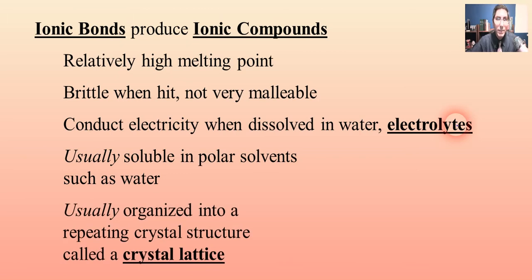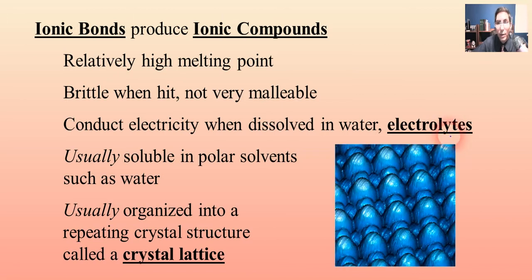Now, one of the neat things about ionic compounds is they're organized into a repeating crystal structure called a crystal lattice. Now, here's a picture of an example of that. This was made with a scanning tunneling microscope. So we can actually start to see some of the individual atoms, some of those individual ions there in the crystal lattice. So yes, it's a very orderly, repeating pattern of ions there in that crystal lattice. As you can see, very beautiful and very orderly. It's that repeating pattern.